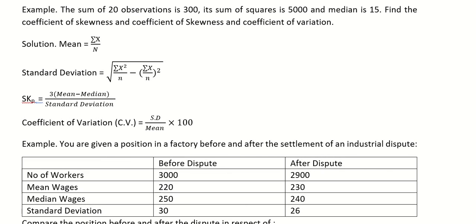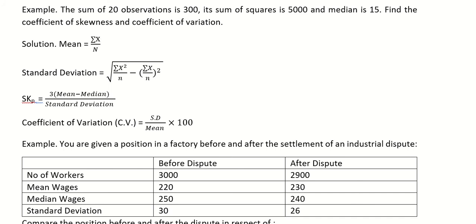Now let's discuss few more questions. So here we are with the next question. The sum of 20 observations is 300 and the sum of squares is 5000 and the median is 15. Find the coefficient of skewness and coefficient of variation. So here we have to calculate both the things, coefficient of skewness and coefficient of variation also, right? So let's move forward with this question.